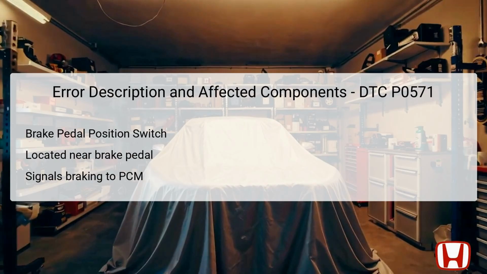The brake pedal position switch itself is mounted on the brake pedal assembly and is crucial in notifying the powertrain control module, PCM, when the brake is engaged. If this switch fails, the vehicle might not respond appropriately during braking, leading to safety concerns. The switch sends an on-off signal that affects various systems, including transmission shifting and anti-lock braking systems. The critical function of this component highlights the need for precise diagnostics to identify faults. A malfunction could stem from various issues, such as electrical failures, poor connections, or physical damage to the switch.